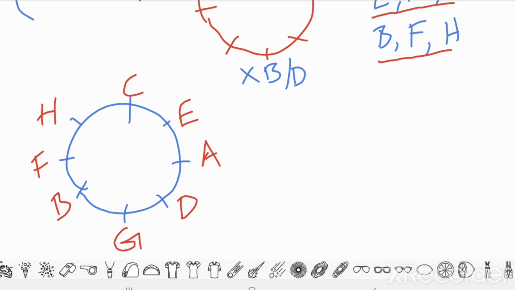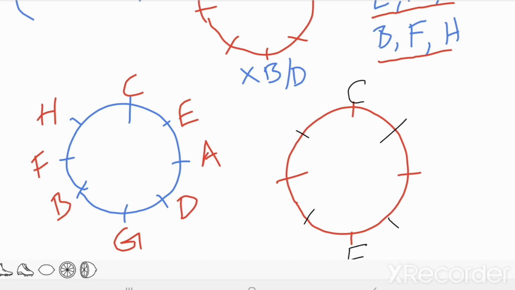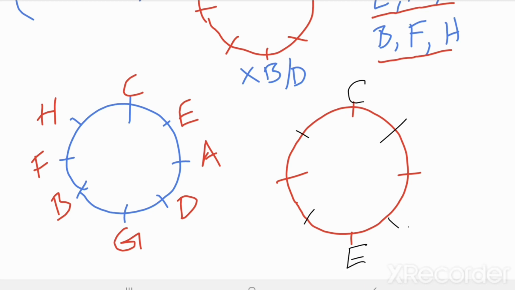I can draw a different arrangement based on the given statements here. C is sitting here, then E is sitting opposite to C, then A is sitting in between D and E, it is given, then F is sitting in between H and B, then the remaining G is sitting adjacent to C.